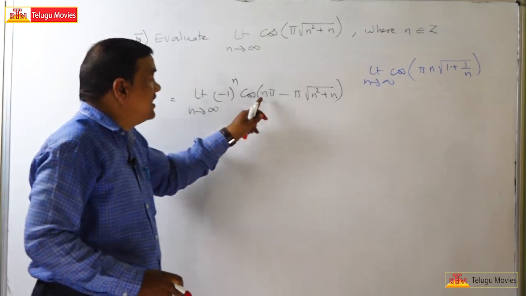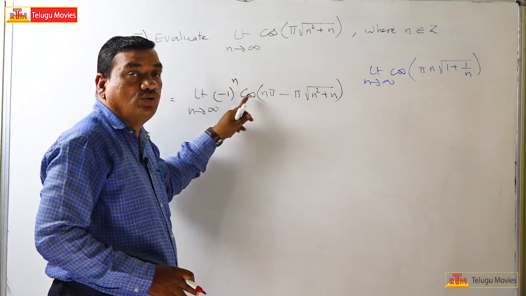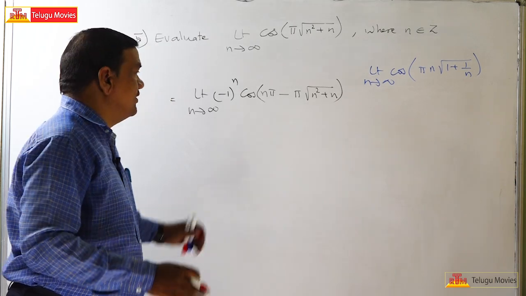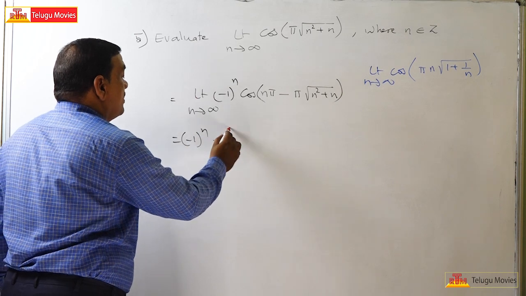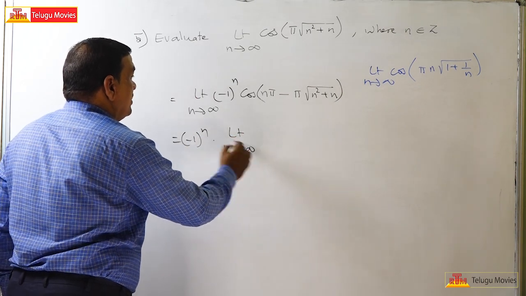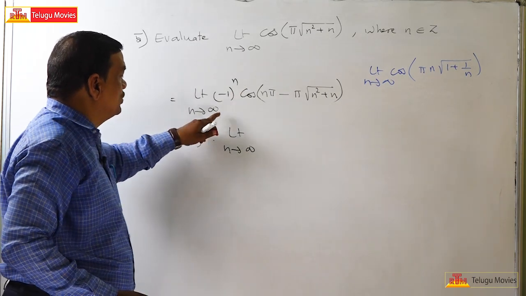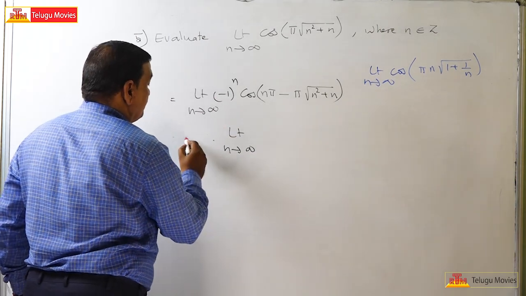Okay, now if it is 2 pi, so here 2 pi minus theta, cos of 2 pi minus theta is cos theta only. So very nice. So this is, take it outside, minus 1 whole power n, limit n tends to infinity. No problem, even if you keep it, as n tends to infinity, minus 1 whole to the power of n, you can keep it here.